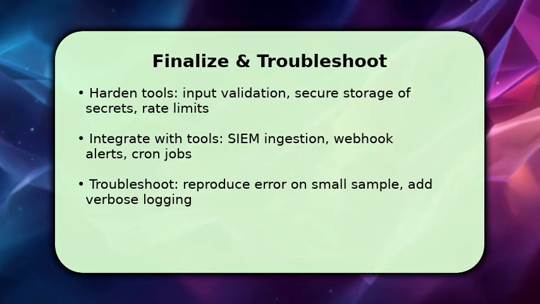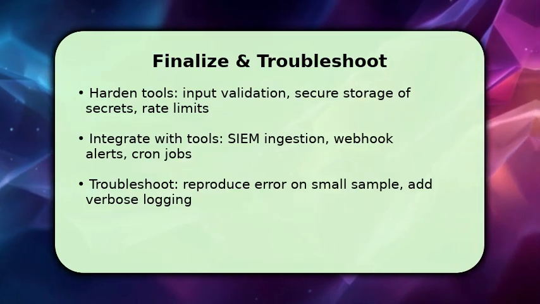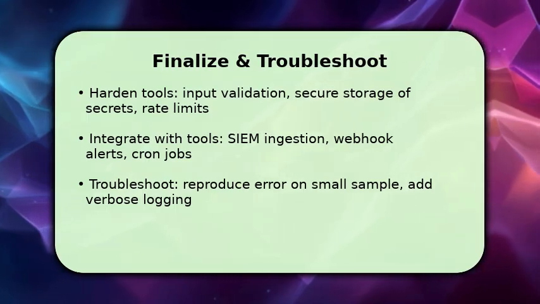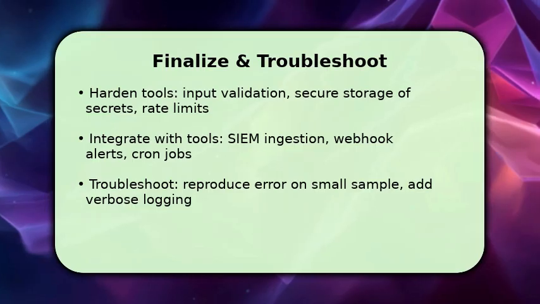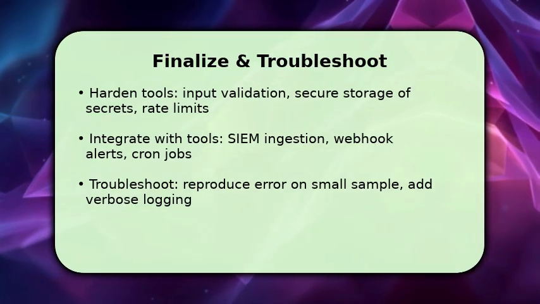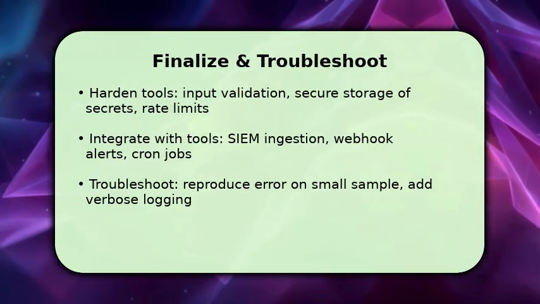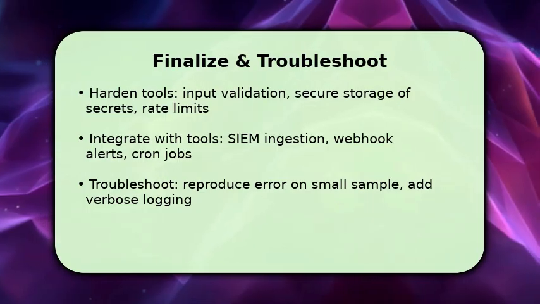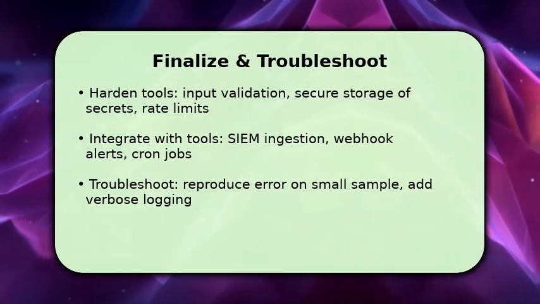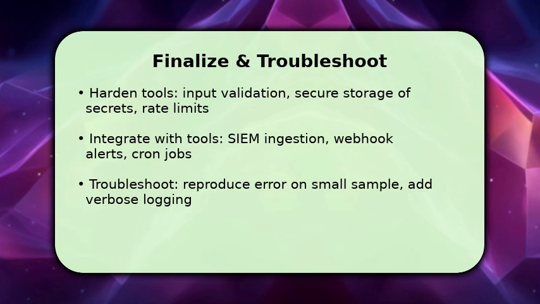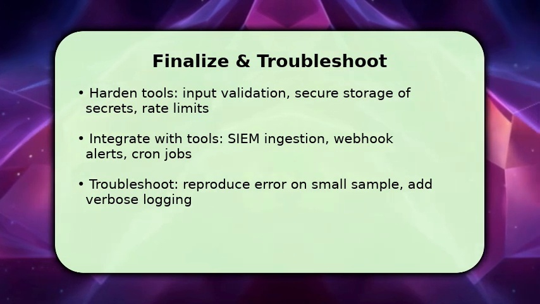Finish by hardening and integrating the scripts into real workflows. You should add input validation, secure secret handling, and rate limiting, then connect outputs to SIEM, webhooks, or scheduled jobs. Once done, test end-to-end with realistic sample data and verify performance. If things break, reproduce the issue on a small dataset, increase logging verbosity, and isolate components. Remember to iterate. Refactor common patterns into modules and keep documentation so you and teammates can maintain tools securely.